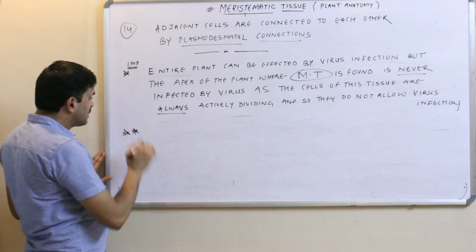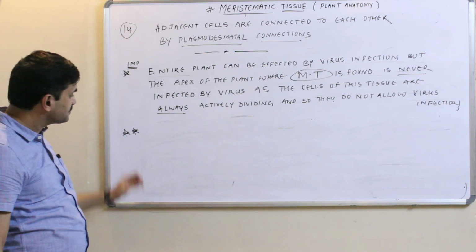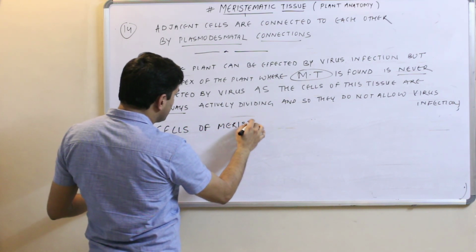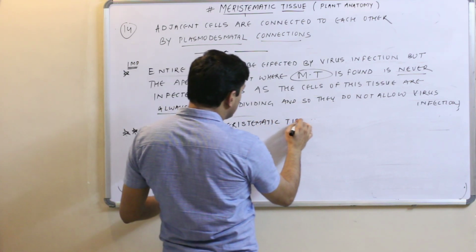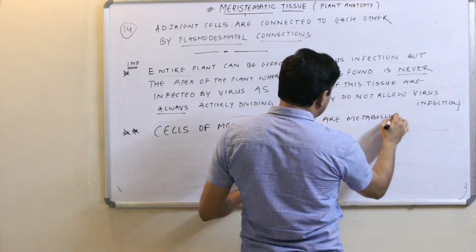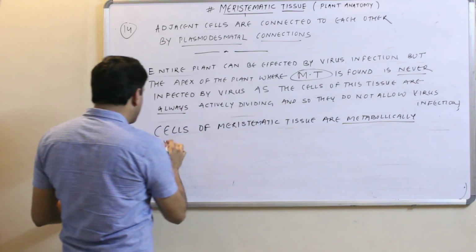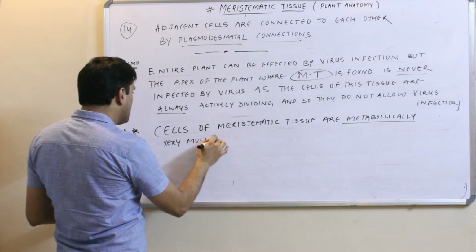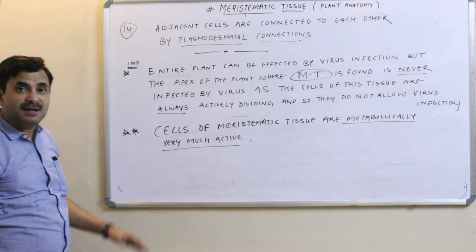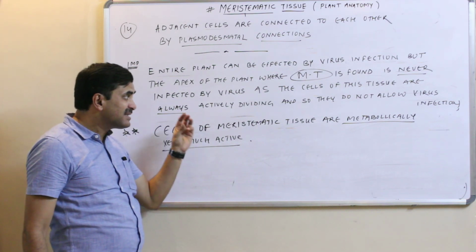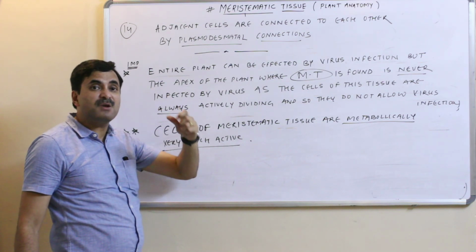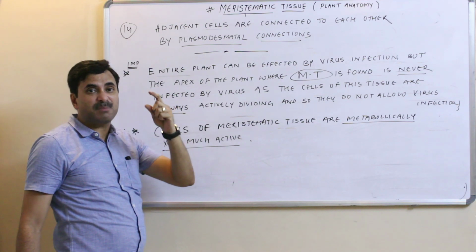One more thing I want to tell you for the meristematic tissue is that cells of meristematic tissue are metabolically very much active, and that's why they can divide lifelong. So this is the importance of the meristematic tissue, that it divides lifelong and is responsible for the continuous growth in the case of the plants.